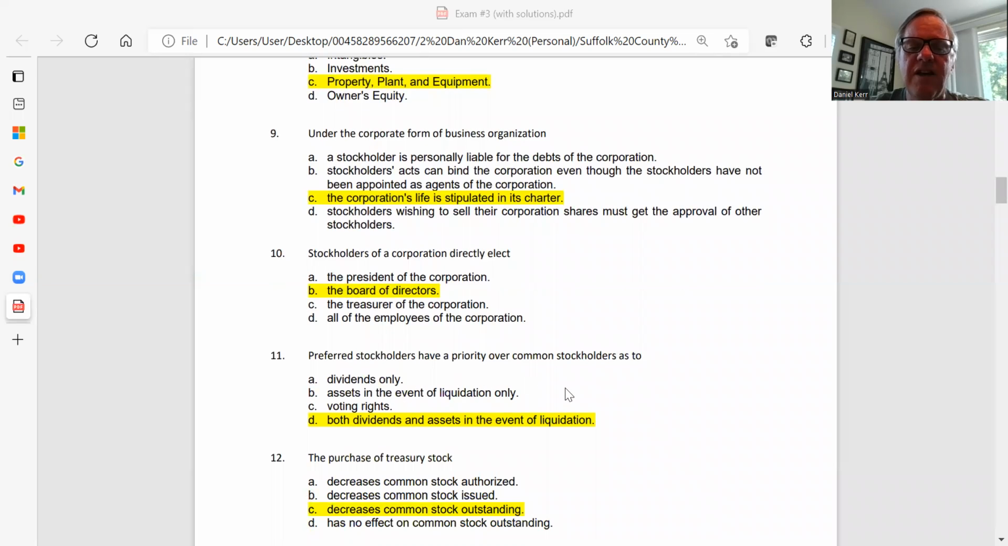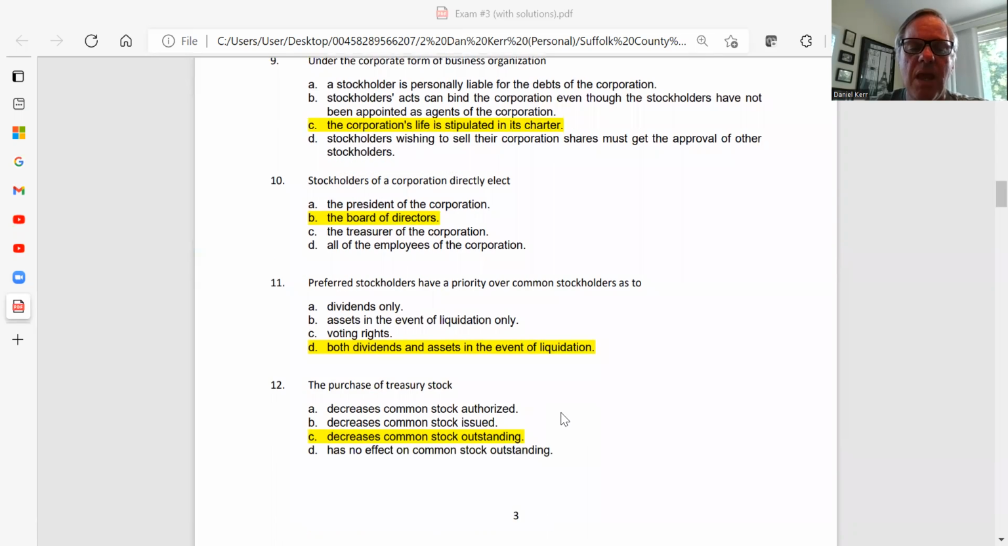11, preferred stockholders have priority over common stockholders. They have preference over dividends and claims on the assets in the event of liquidation. Those are the two things that make them preferred over the common stock.